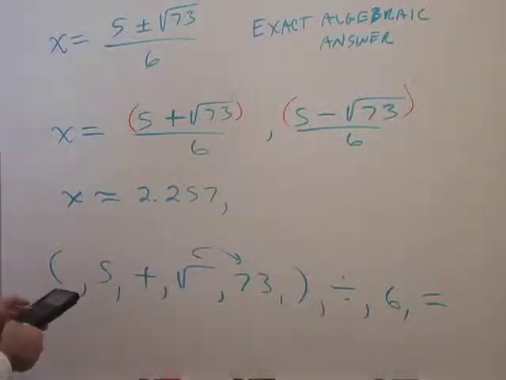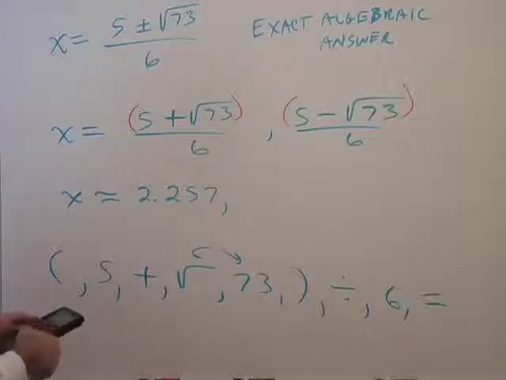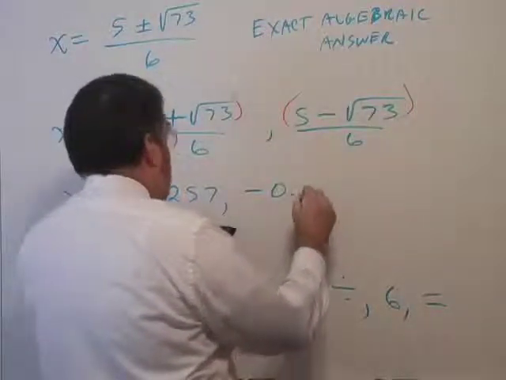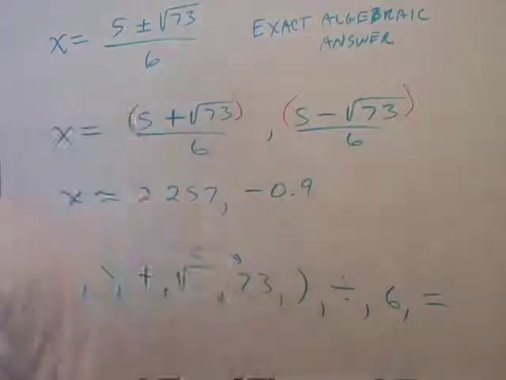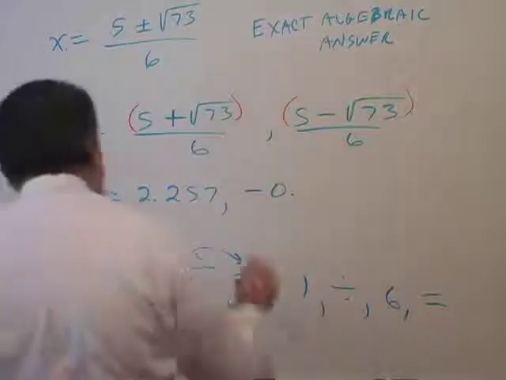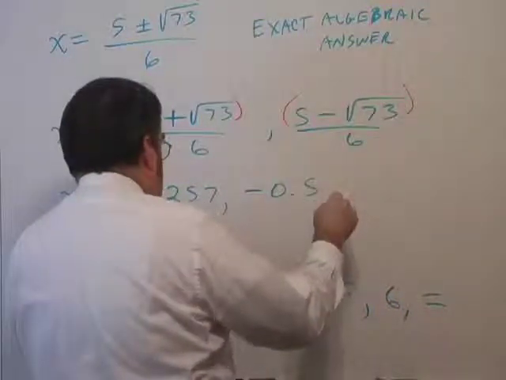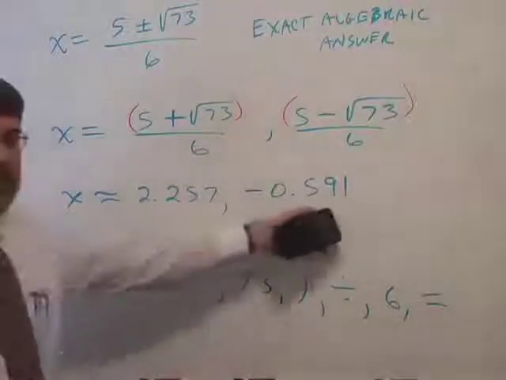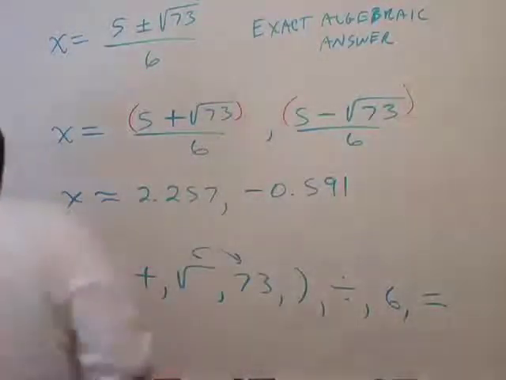And the other answer is negative 0.5, whoops, mistake here, 591. There we go. Now this one had to be rounded up because, let me show you that.